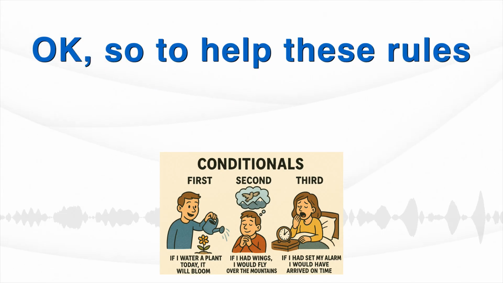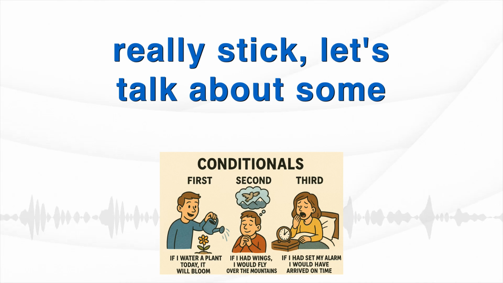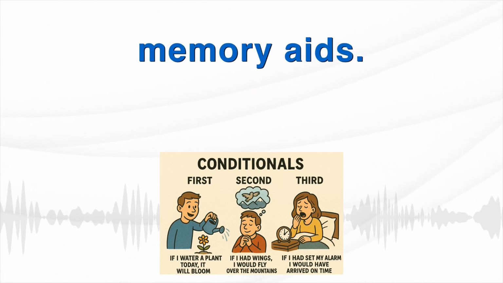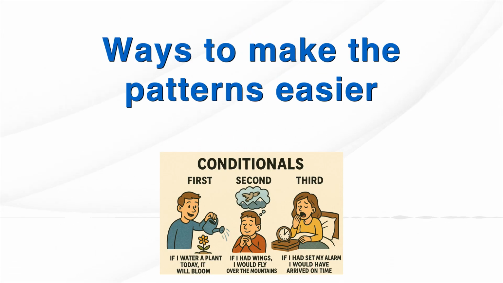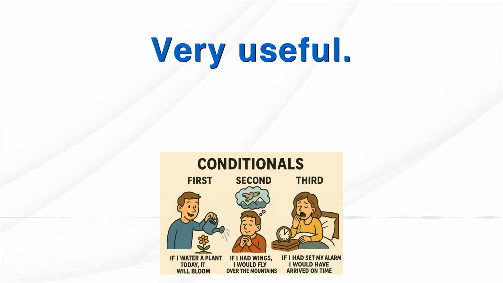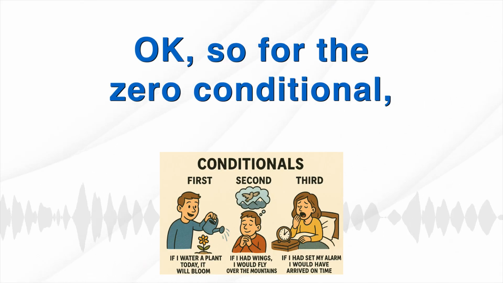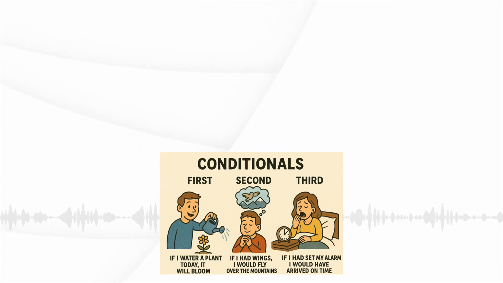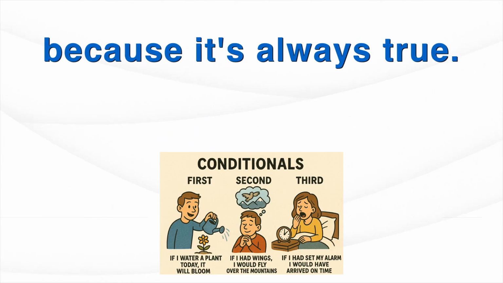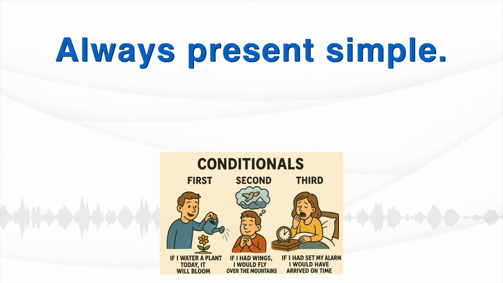Okay, so to help these rules really stick, let's talk about some memory aids. Clever ways to remember them. Mnemonics, I think they're called. Yes, ways to make the patterns easier to recall. Very useful. Okay, so for the zero conditional, you could think always plus always. Simple and clear. Both parts use the present simple because it's always true. Always true. Always present simple.